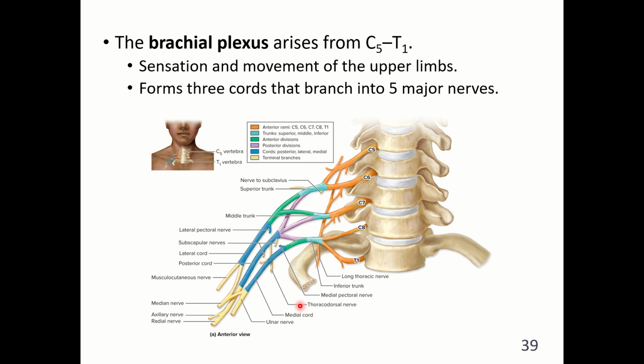The brachial plexus arises from the nerves C5 through T1, and it provides sensation to and movement of the upper limbs. The brachial plexus forms 3 cords that will branch into 5 major nerves. Here we see the 3 cords. And now let's take a look at the 5 major nerves.